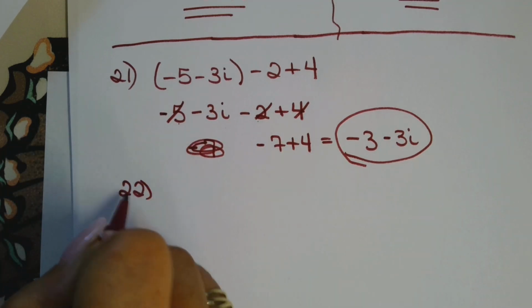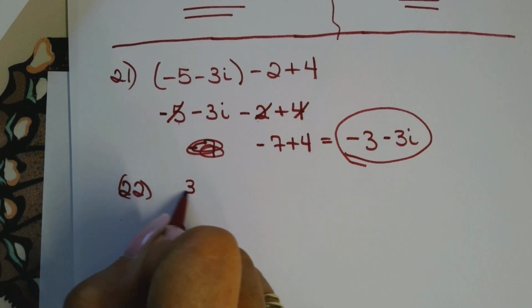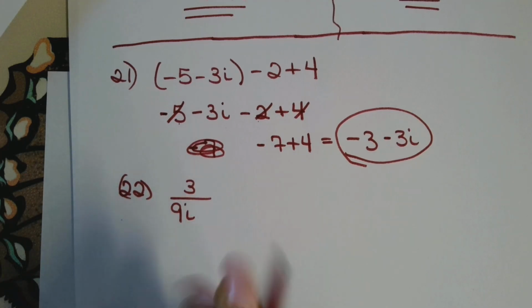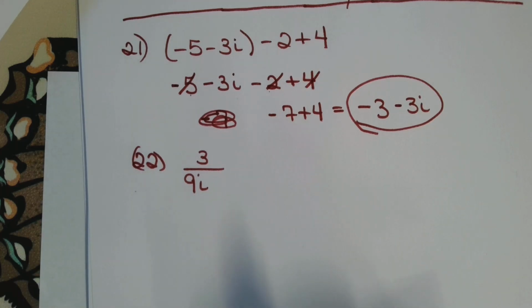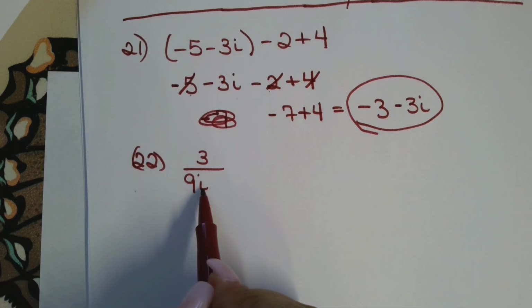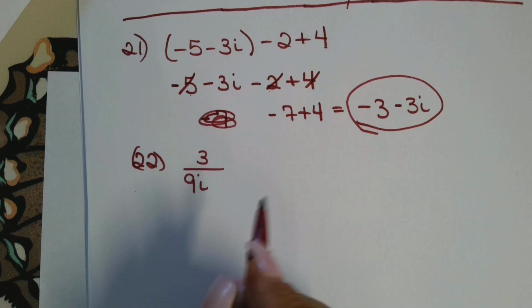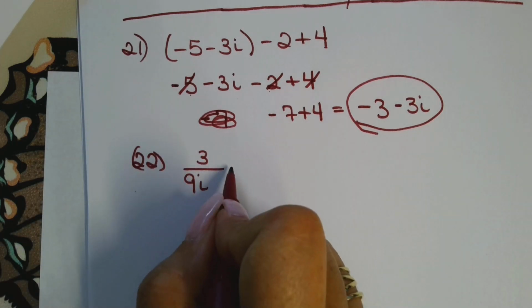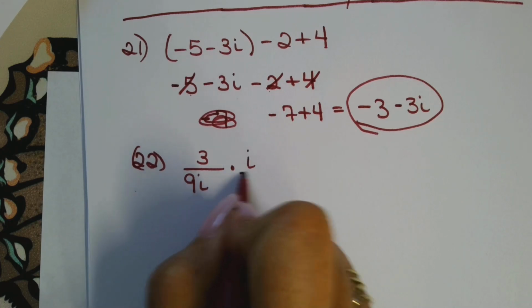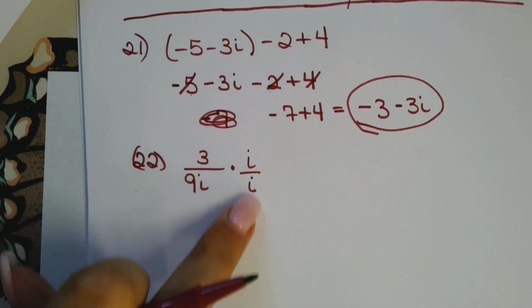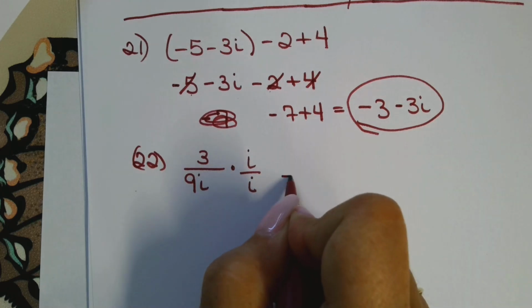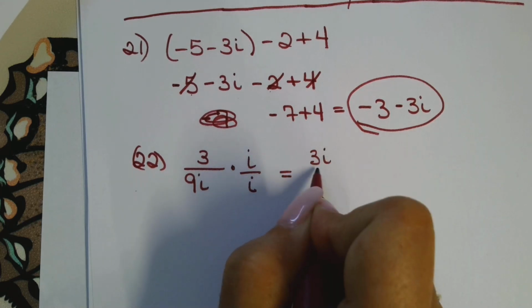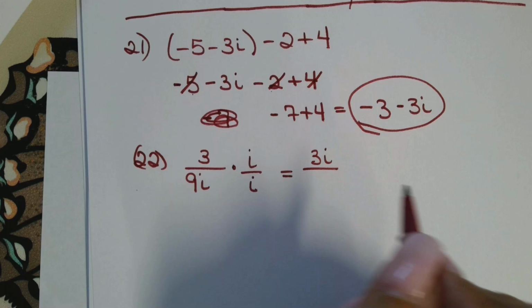Number 22, we have a division problem. Now, remember, a fraction is nothing more than a division problem. The thing with the imaginary number i is that we cannot have it in the denominator. So we have to rationalize this just like we rationalize square roots. So we're going to multiply by i over i. Remember, that is just multiplying by 1. And you're going to be left with 3i in the numerator, which is perfectly fine.